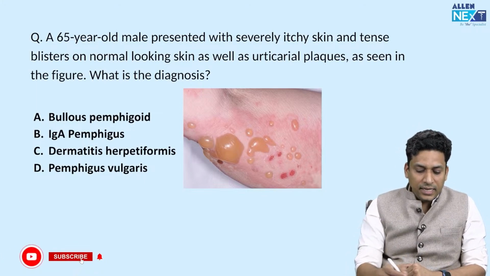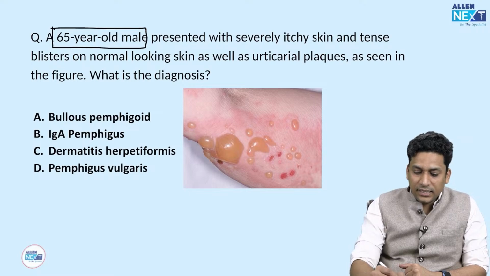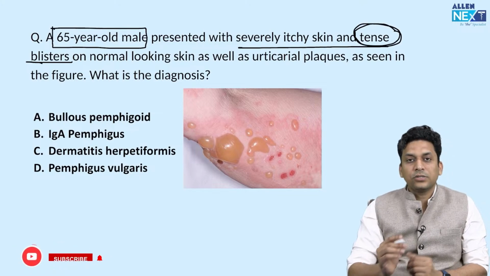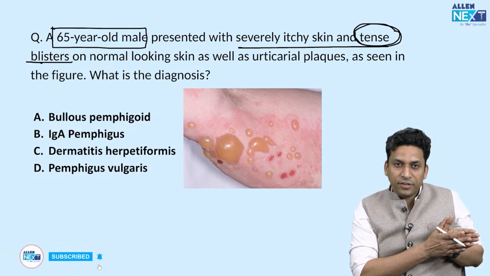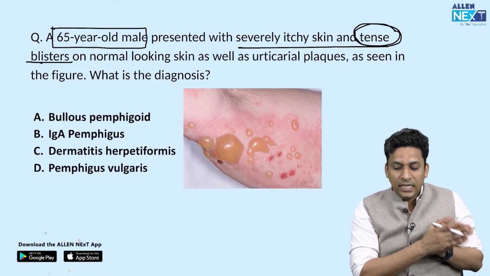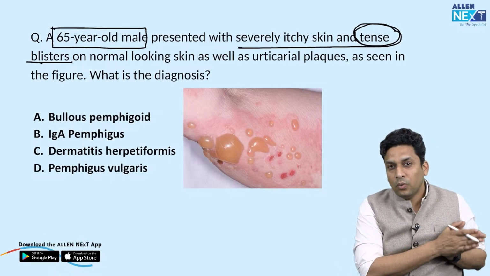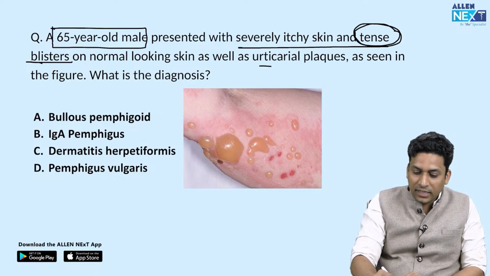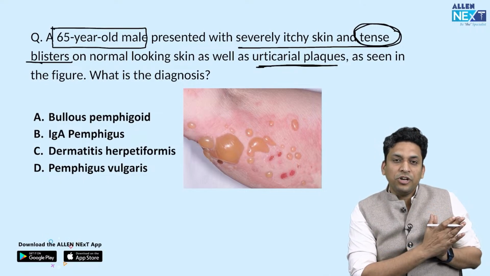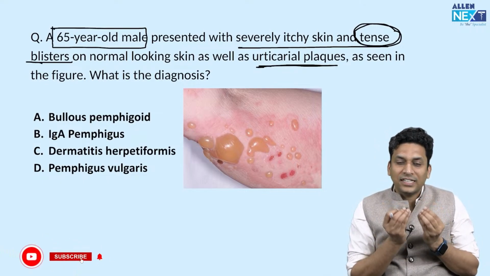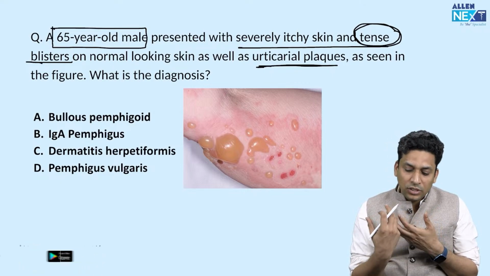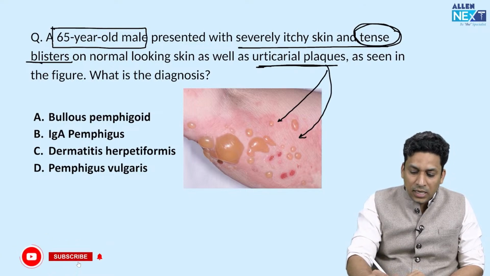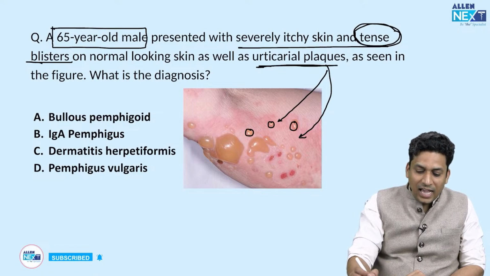Coming to the next question, here they are saying a 65-year-old male presented with severely itchy skin and tense blisters. See, if you compare this question with the previous question which we just discussed about pemphigus, there the blisters were flaccid, here the blisters are tense. There was no itching, but here itching is present. And surrounding normal skin as well as urticarial plaque. There was no history of any urticarial plaque. Here urticarial plaque is present, that is, urticaria is characterized by erythema and edema. So the lesions have slight redness around them, which you can see in the image as well. This redness is present around the lesions, and the lesions are very tense blisters as seen in the figure.